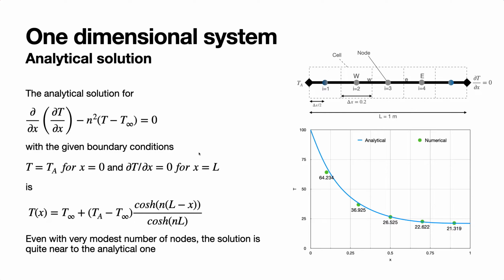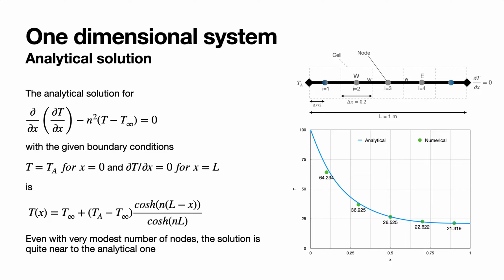And in that case, we can also have a very simple analytical solution, which is given by this relation. And if I compare that with the values that I got from the spreadsheet, even with this very small number of nodes, we are quite near. So this concludes the first part.